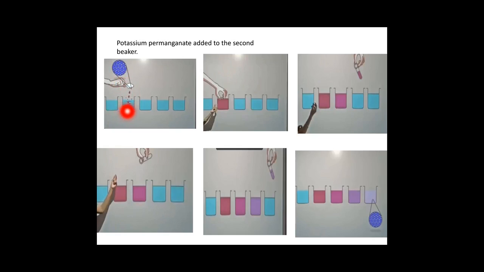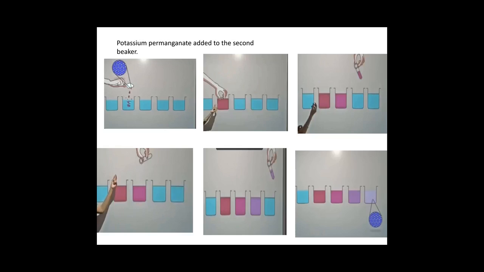After you mix it well, take some quantity from the second beaker and add it to the third beaker. Mix it well. Then you take a small quantity from the third beaker and add it to the fourth beaker. Mix it well. Then you take a small quantity from the fourth beaker and add it to the fifth beaker.